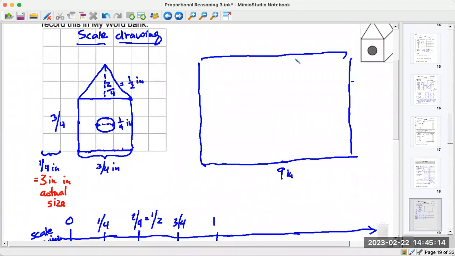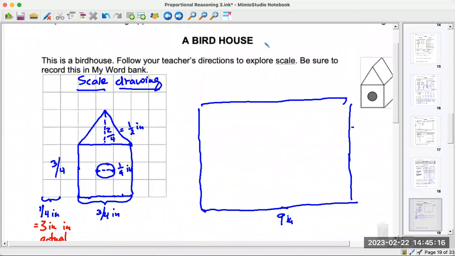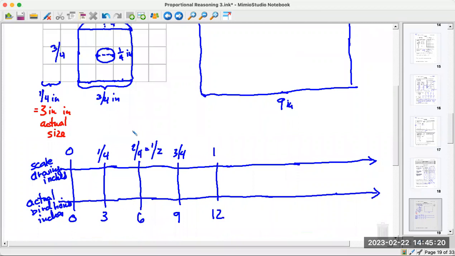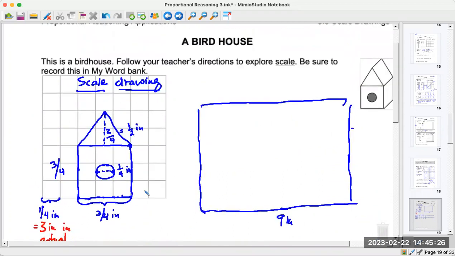Now I have to decide how much am I going up? What's the height here? It's 2/4 or 1/2. So I know 2/4 or 1/2 is 6 inches. So I'm looking at my scale drawing and I'm going to go up from the middle. By the way, the height is in the middle here, up 6 inches for the height of my roof.